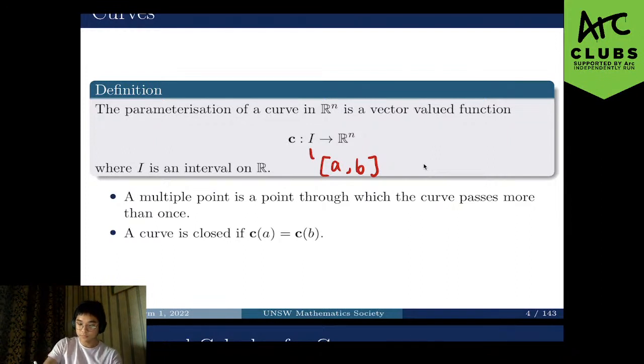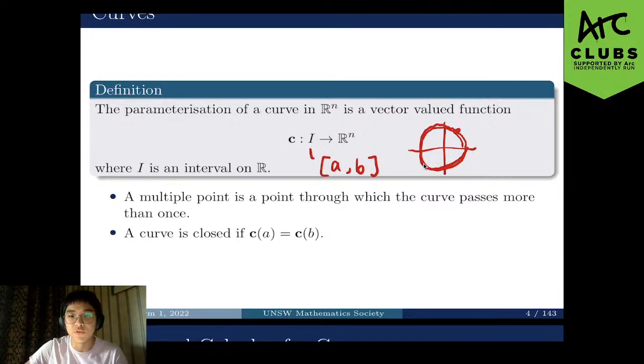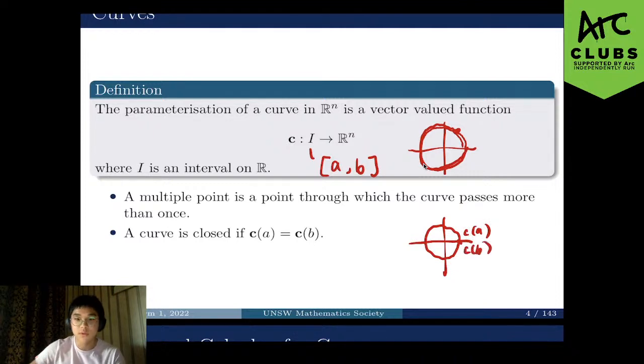So if we have a curve which is like a circle and goes through once and it goes through again, these points are going to be multiple points because the curve passes through them more than once. And a curve is closed if the point at the beginning of the interval is equal to the point at the end of the interval. So if we have a circle that just goes through once, so C(A) is here and C(B) is also here, that just goes through it once, so it's also going to be a closed curve.